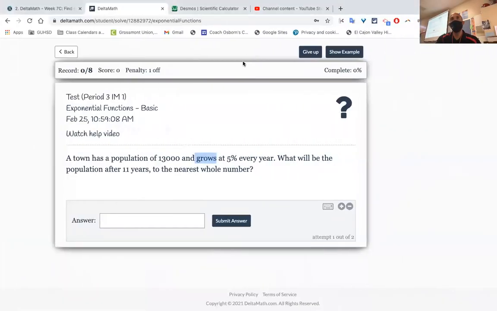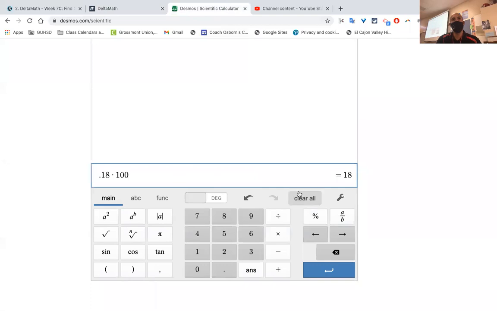So what I'm going to do is go over to Desmos, clear this out, 13,000 parentheses times 1.05, then hit the exponent, and then I want to put 11 there. And you can see here, here's the number we come up with.